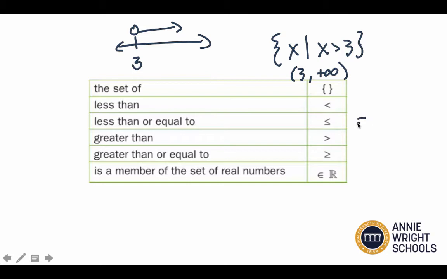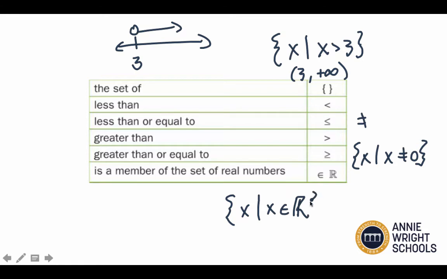One they don't have here is not equals. So sometimes I'll do this, the set of all x such that x does not equal 0. That's a little lazy. Sometimes if it's all real numbers, it's x such that x is an element of the real number set. So real numbers, oh, that's a terrible bracket, I'm sorry, or brace, but there we go.